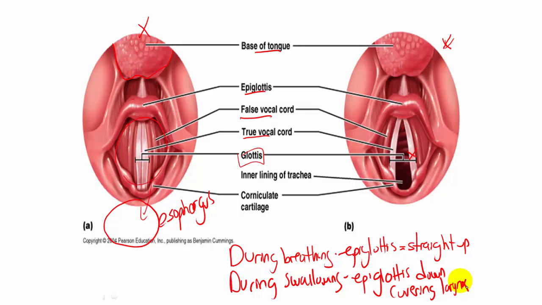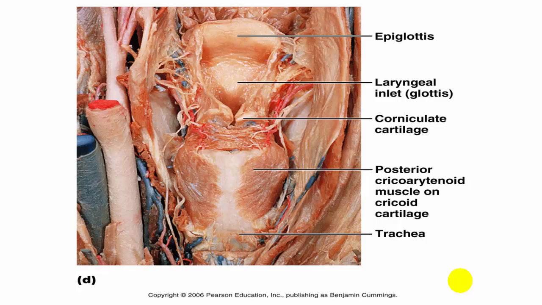Okay. All right, so I'm just going to show you this quick picture. This is the larynx in a cadaver, and this is a posterior view. So looking from behind, you can see the epiglottis up here on top. You can see the cricoid cartilage right here. So in the back, posteriorly, the cricoid cartilage is pretty big. This tissue is just muscle covering it, and the trachea starts down below.